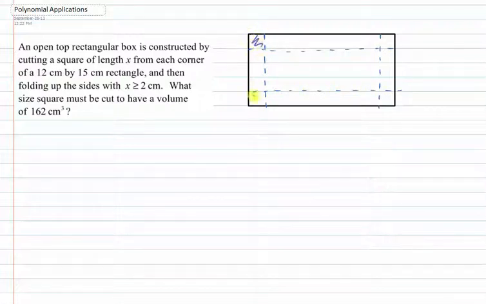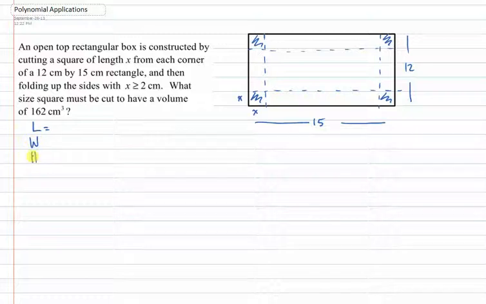So what's happening in this box is that these corner pieces are being cut out. We've got a dimension of x by x, and we know that the overall length of material is 15 and the overall width is 12. So I'm able to form some relationships for length, width, and height, which you could take a moment and try writing and then check my work.